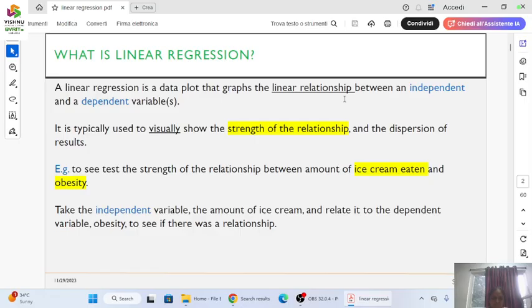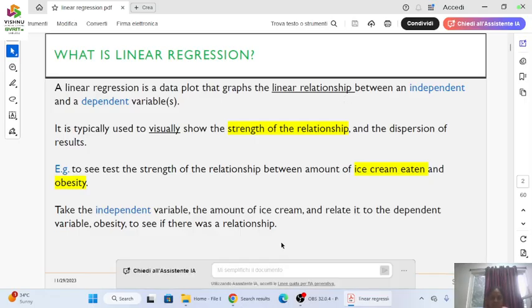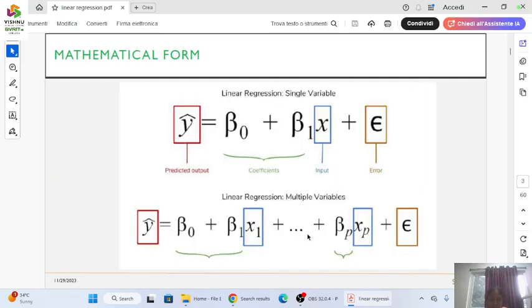Take the independent variable, the amount of ice cream, and relate it to the dependent variable, obesity, to see if there is a relationship. In correlation, have you observed that both are independent variables? Now here, we have an independent variable as well as a dependent variable.